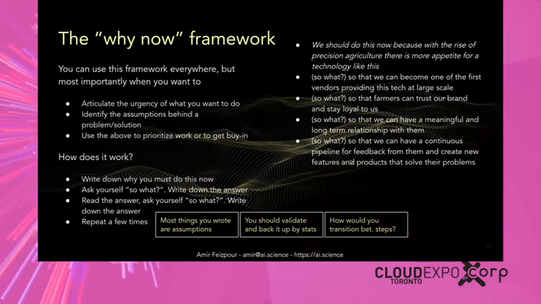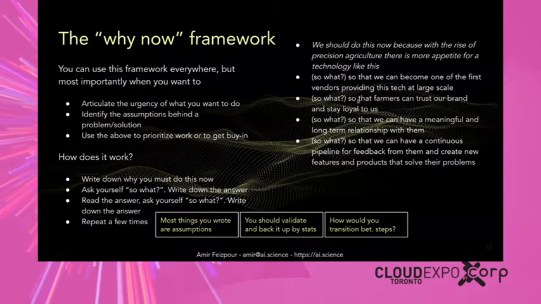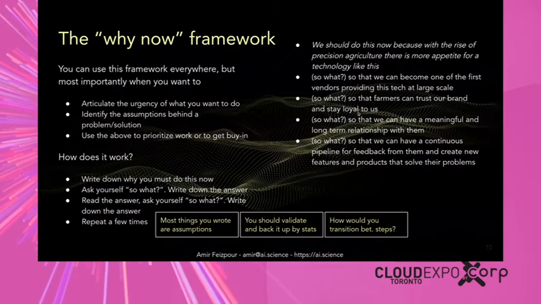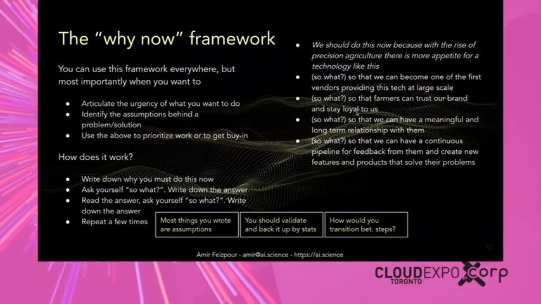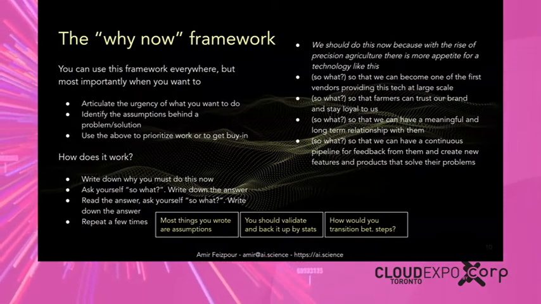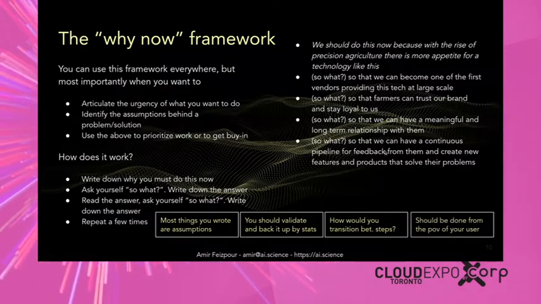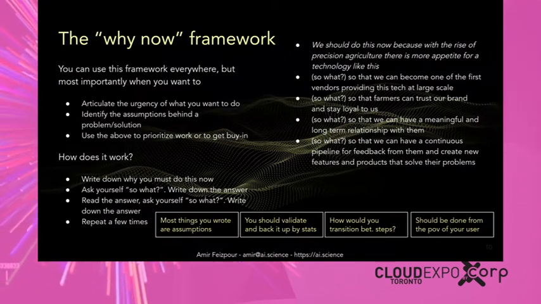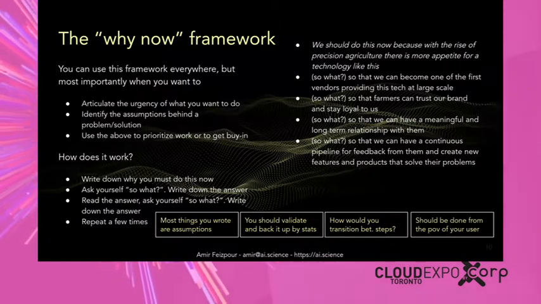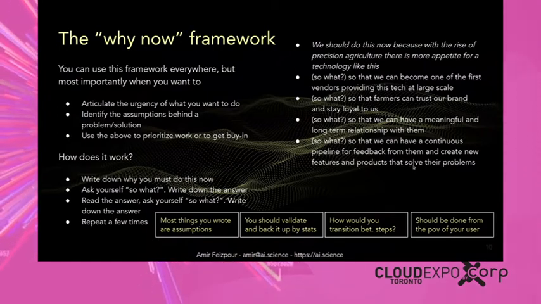How you would transition between different steps is also an important thing to think about. Like if you're saying, the farmers really need this because this is going to help them save cost, you have to think about how are they going to save cost if you give them a common pest detector, for example. And a very important and common mistake that I see when people use this framework is that they do it from their own point of view or from their business's point of view, while this should be done from the user's point of view, because you're trying to understand what is the value that the user is after.